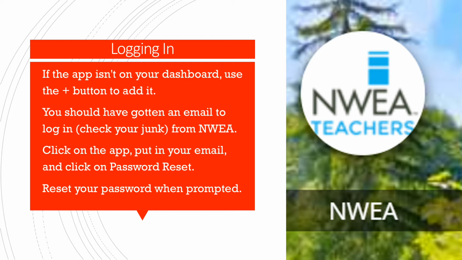My email actually said map-autoresponder@nwea.org. If you got that, it has a link for you to log in. If you didn't, you should be able to still click on the app, put in your email, and then click on password reset so that you can set up your password. And then go ahead and follow the steps and you'll be logged in.